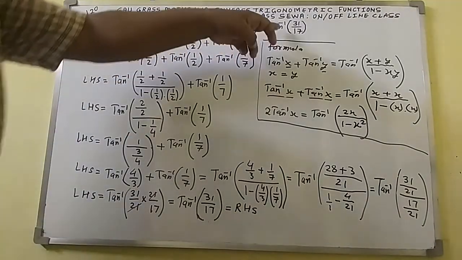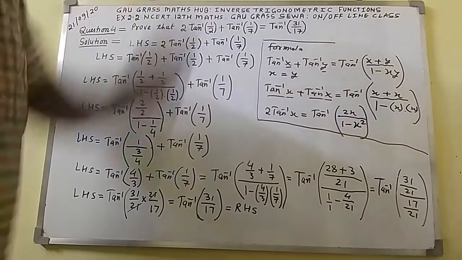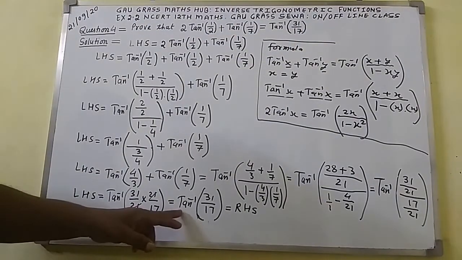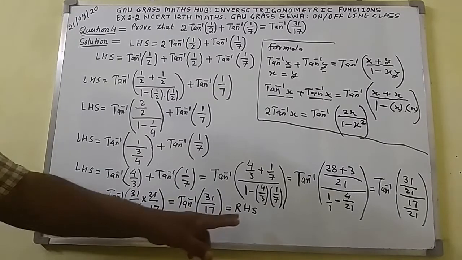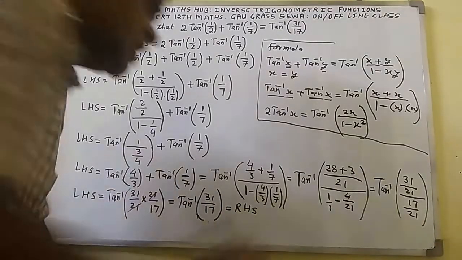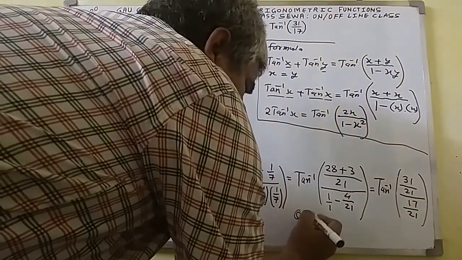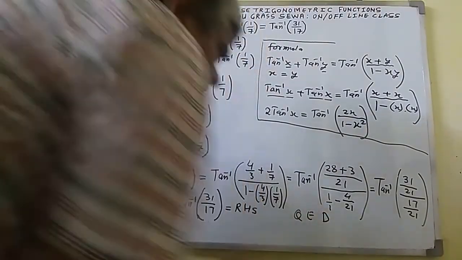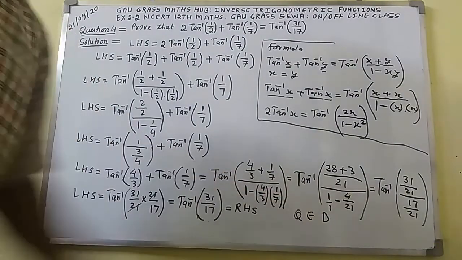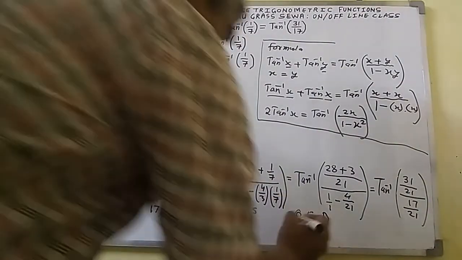Here you can see RHS tan inverse 31 over 17. So here I have got tan inverse 31 over 17. So LHS is equal to RHS. You can write very well QED. Quod erat demonstrandum, proved.